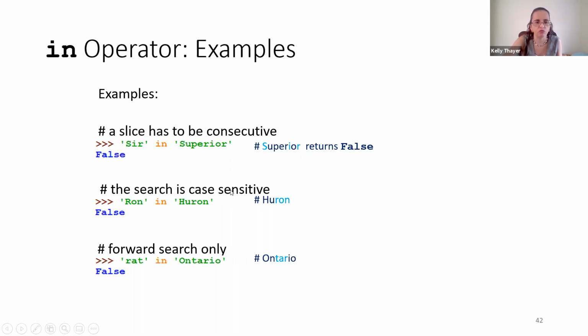Here we're trying to do the search and it's case sensitive. We're looking for the name with the capital R and it does not appear in Huron. In order to make it find it, we would need to convert the cases of these before we did that. It will only do a forward search. For example, is there a rat in Ontario? Well, yes, there is, R-A-T right there, but that's spelled backwards and not forward. So that will return false, even though it's consecutive, because the order is incorrect.